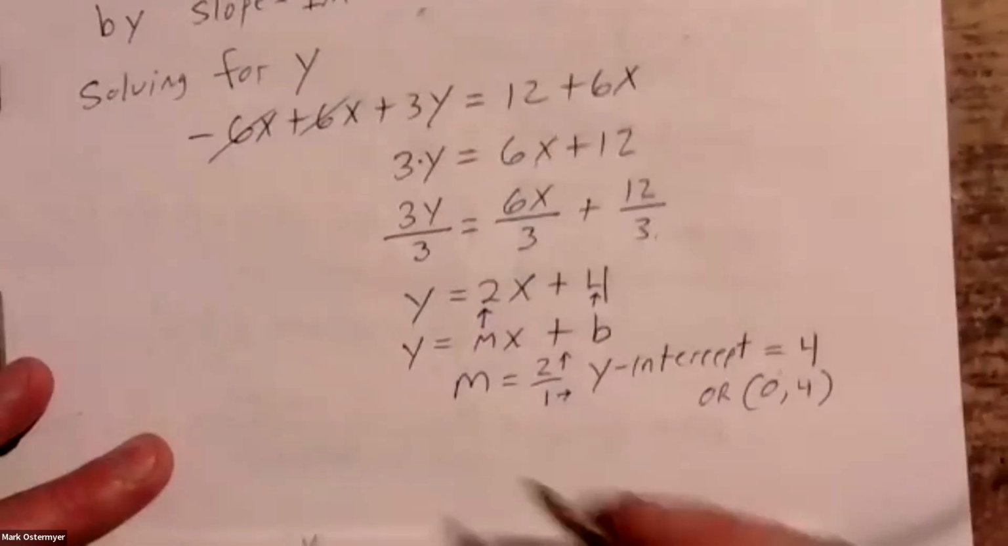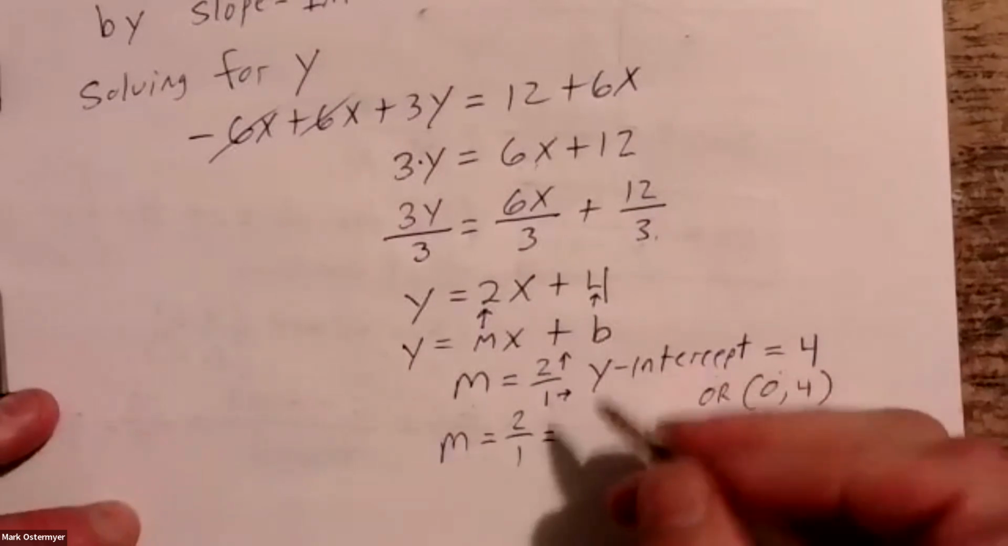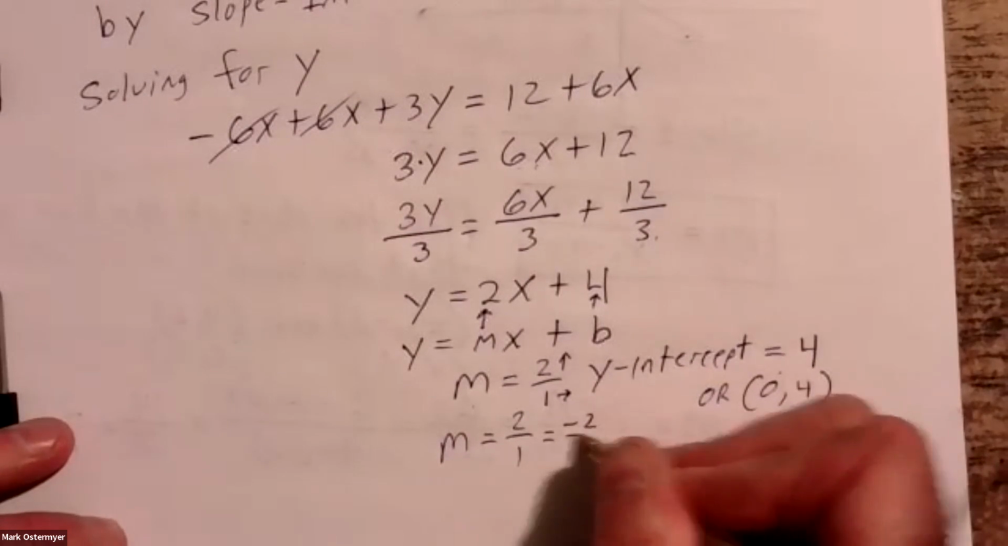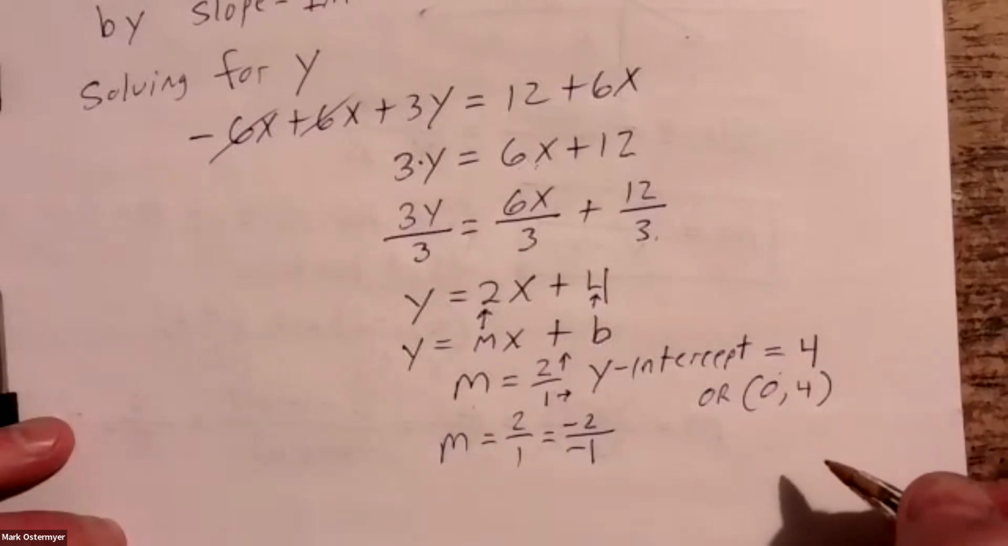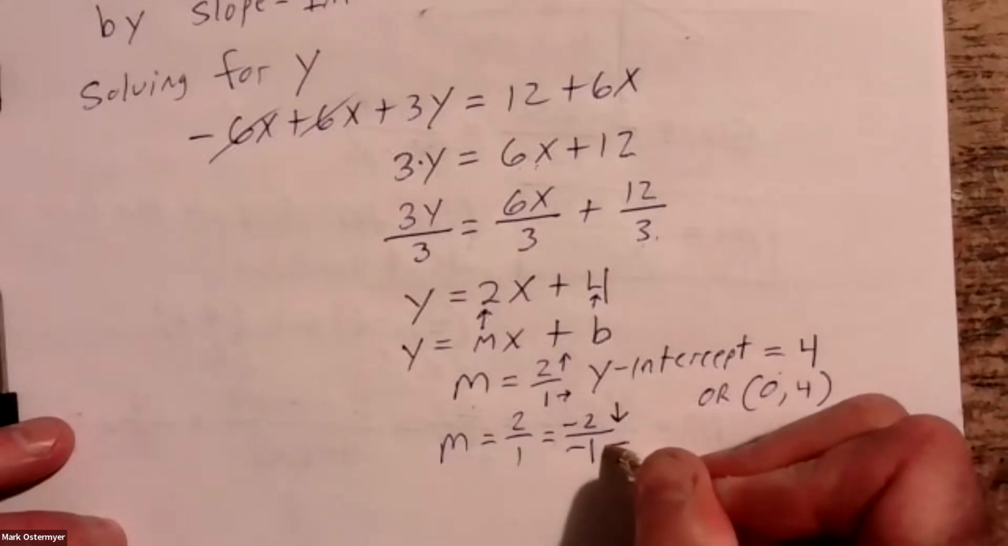What's another name for positive 2 over positive 1? You agree I could have just as well viewed this slope as being negative 2 over negative 1? In which case I could start at my y-intercept and go down 2 units and 1 unit to the left.